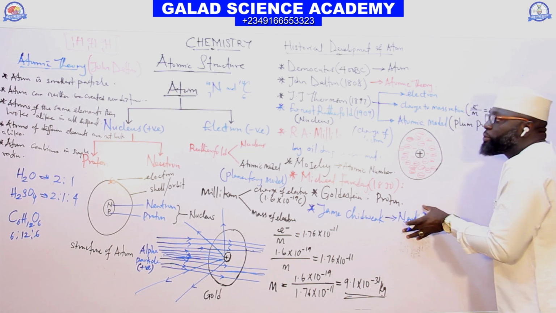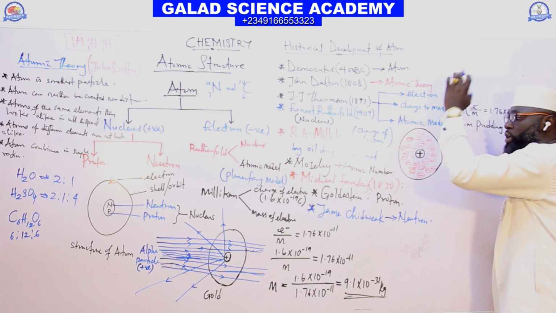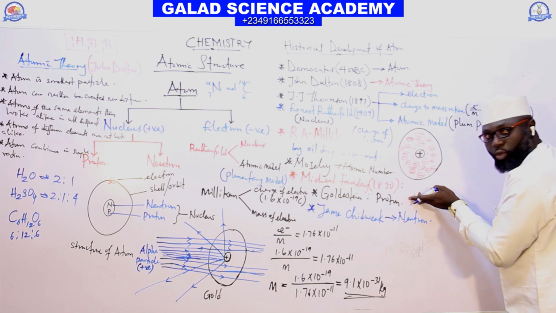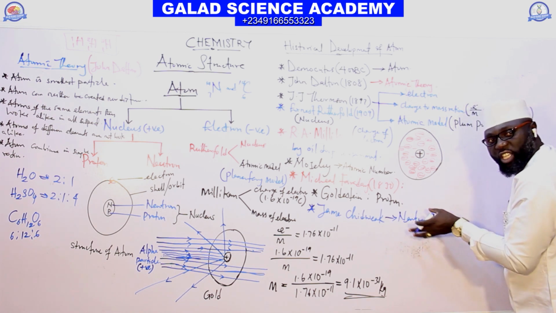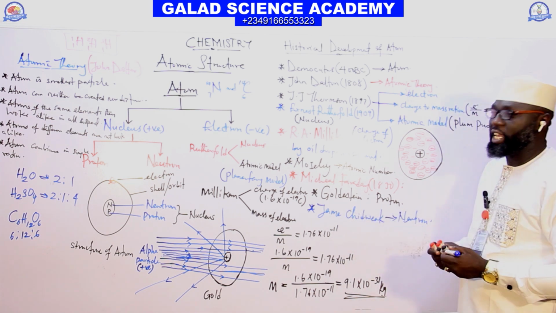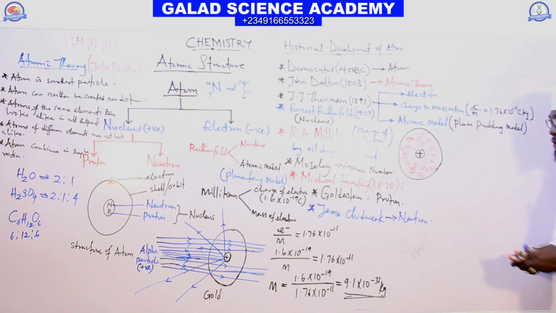So before, we have talked about the electron, the nucleus, and the proton. The last component is the neutron, which was discovered by James Chadwick.